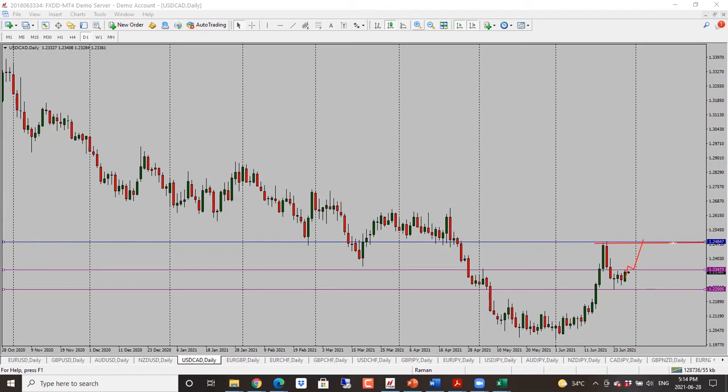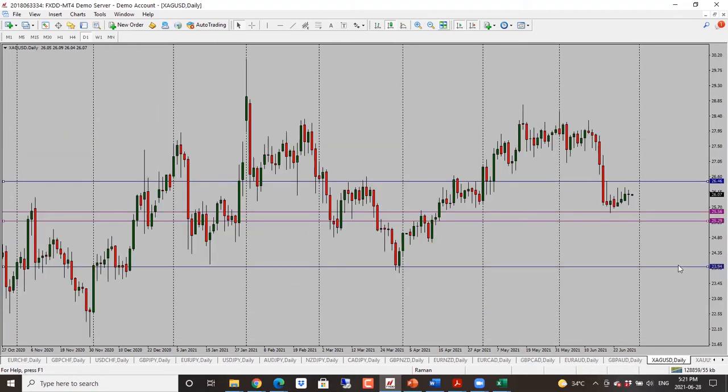Target is 1.2485 here. So bullish bias here. Again, with caution though, because things could turn around right into the resistance. It's struggled with this resistance for the last 4 or 5 days here. So bullish bias with caution for dollar CAD.